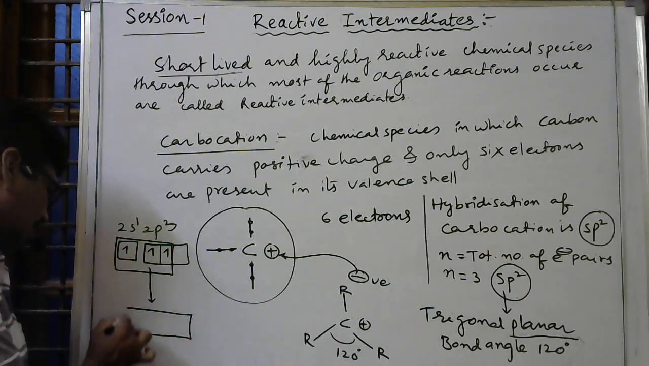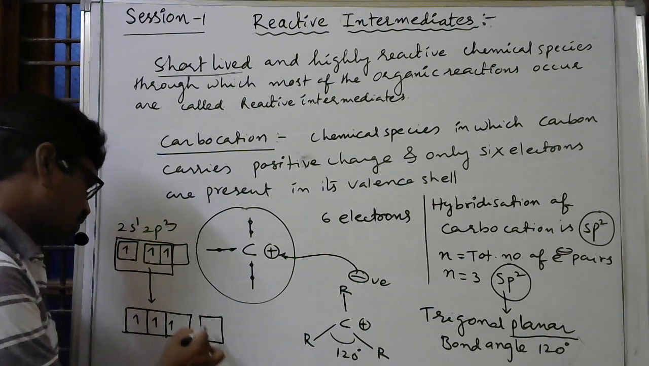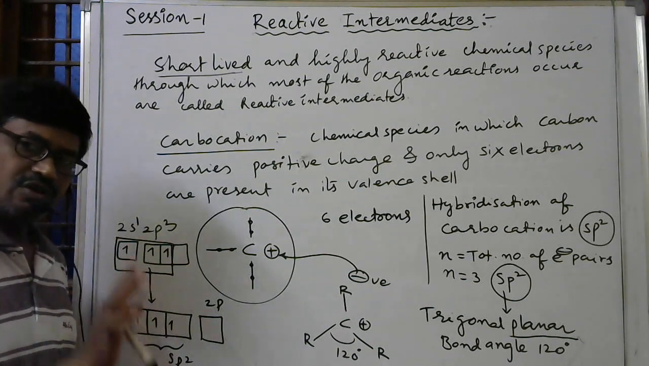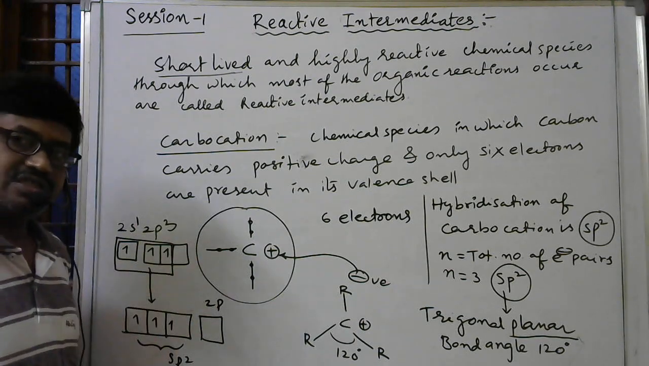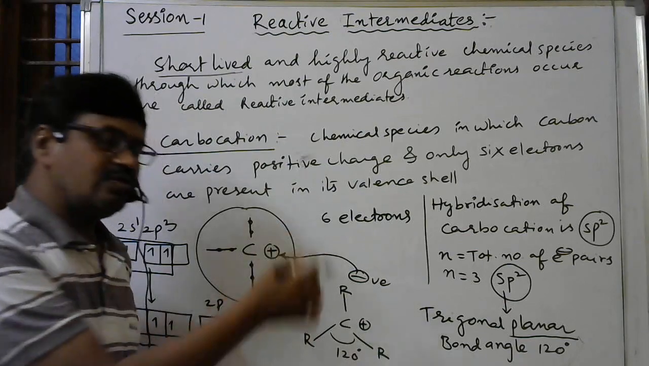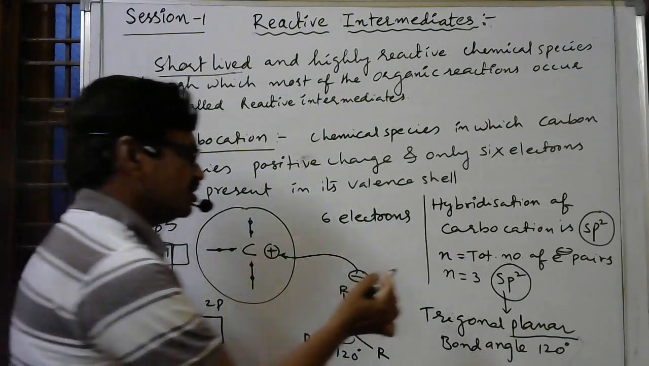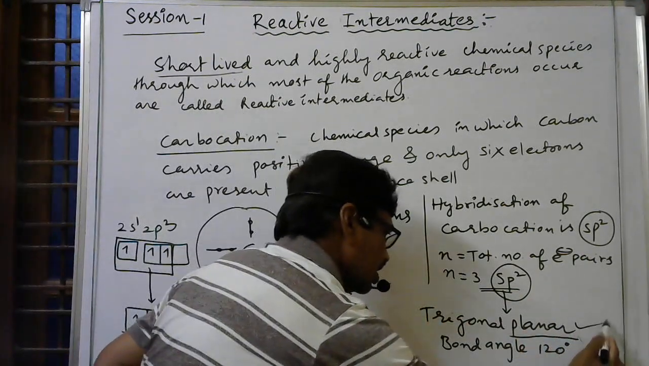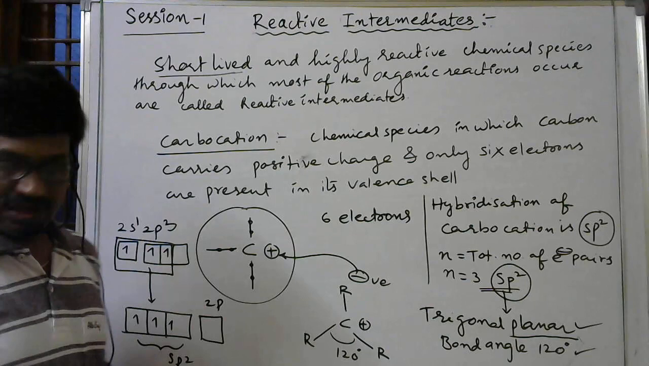and form three identical hybrid orbitals. The remaining one is the pure 2p orbital. These are the three sp2 hybrid orbitals. Of the 4 orbitals present, 3 participate in hybridization, and one is vacant because of the positive charge. That vacant p orbital is present above and below the plane of the molecule. So this is the structure. The important things are the hybridization, shape and bond angle of the carbocation, and that the vacant orbital is above and below the plane. This is about the structure of carbocations.